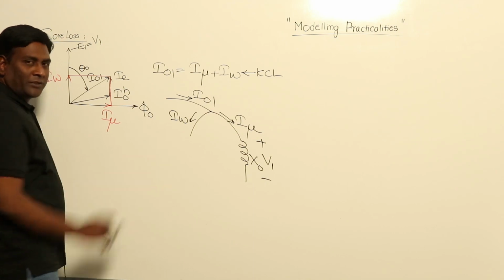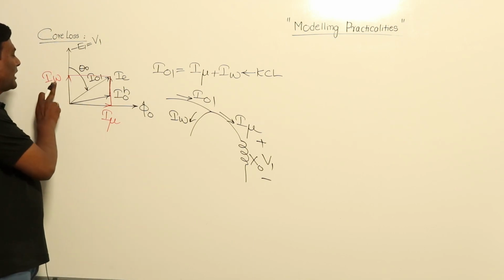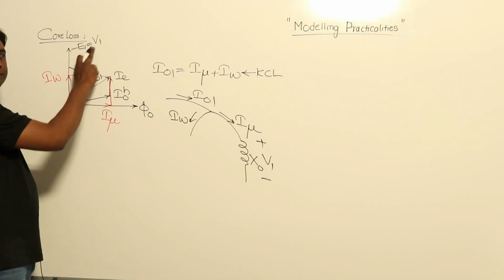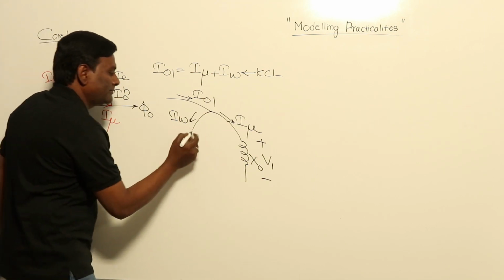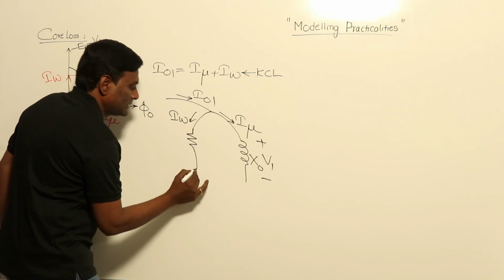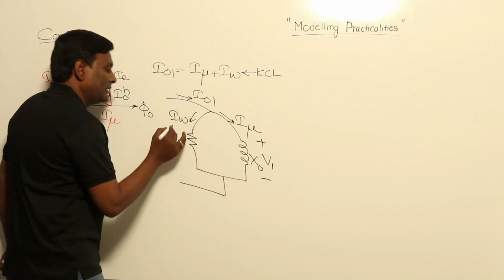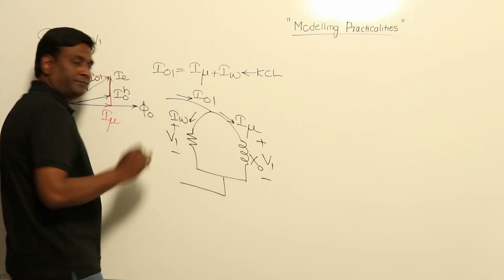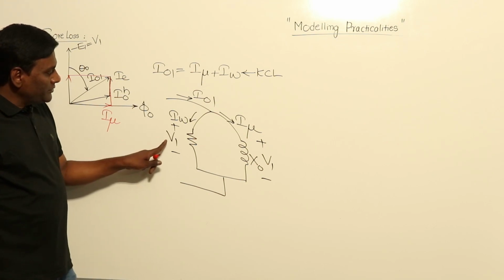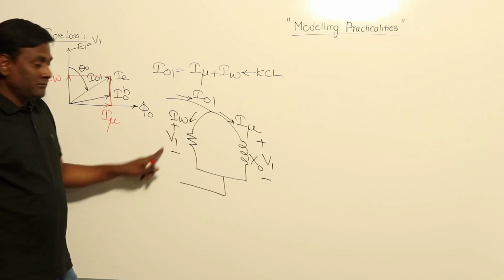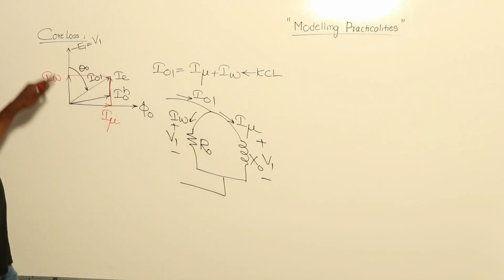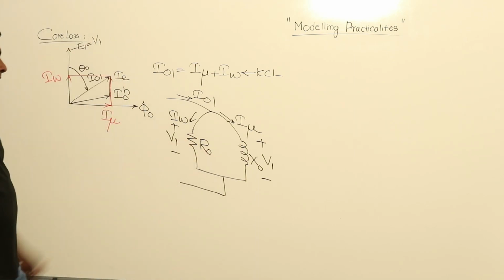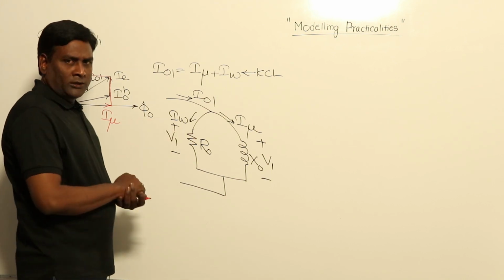Now what is happening with respect to voltage? Current is lagging behind by 90 degrees in an inductor. Now if you think of the resistor, because IW and V1 are in line, IW and V1 are in line means that it should be modeled with a resistor. Voltage across this should be V1. V1 and IW are in line only. Now this is going to be the model.